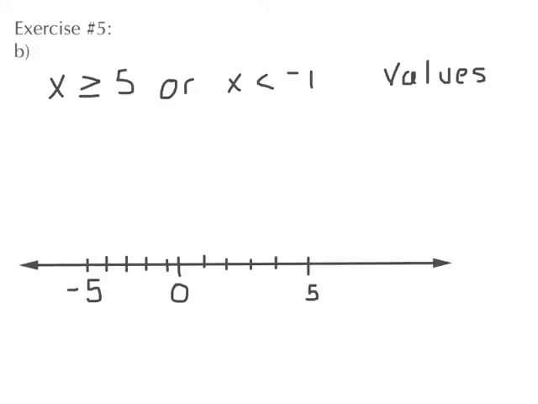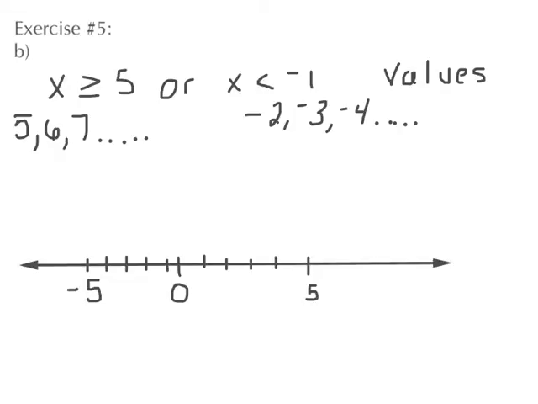Let's go to exercise 5B and talk about the OR statements. First, I would like you to list some values that will make these statements true. So I'm looking for x that is greater than or equal to 5. So for this one, it's going to be 5, 6, 7, and so on. And on the left side, it's going to be x is less than -1. So numbers that are less than -1 are -2, -3, -4, and so on.